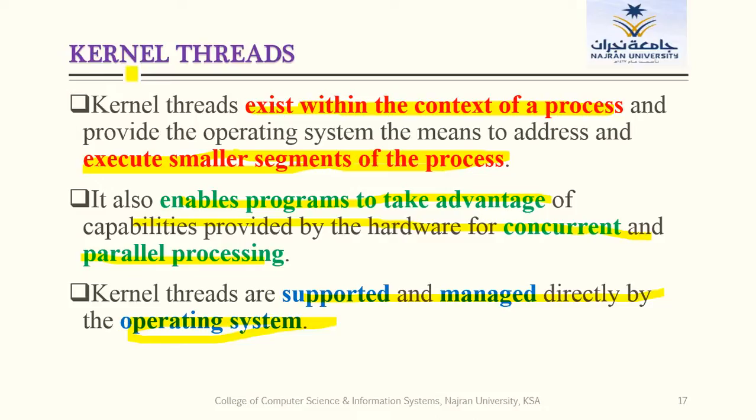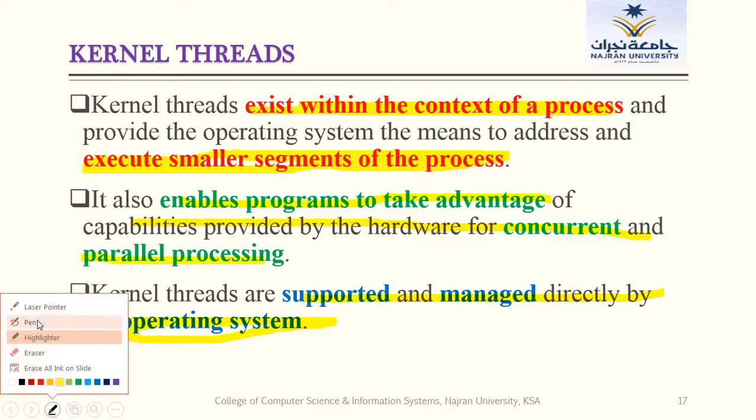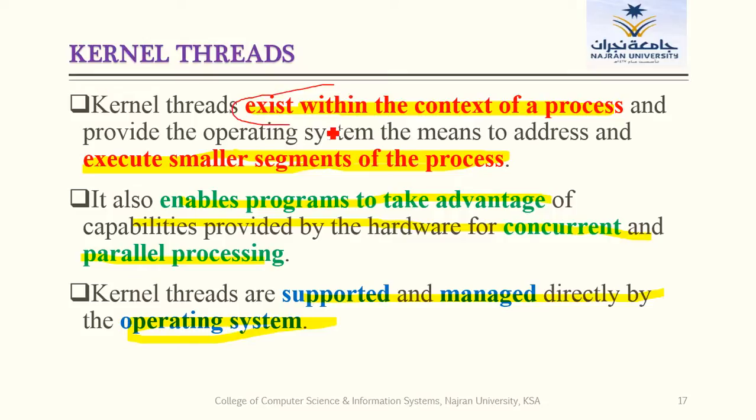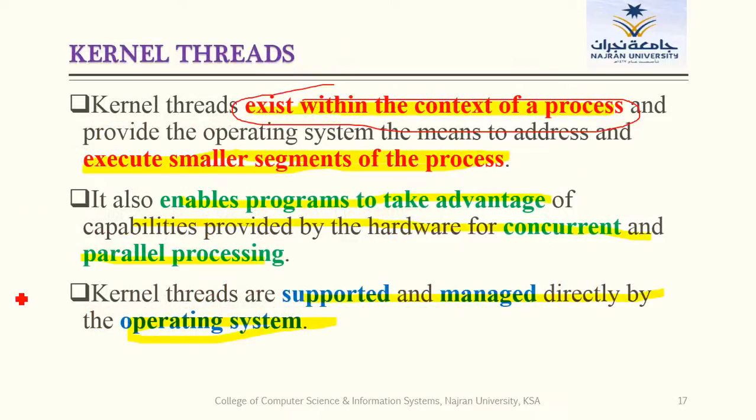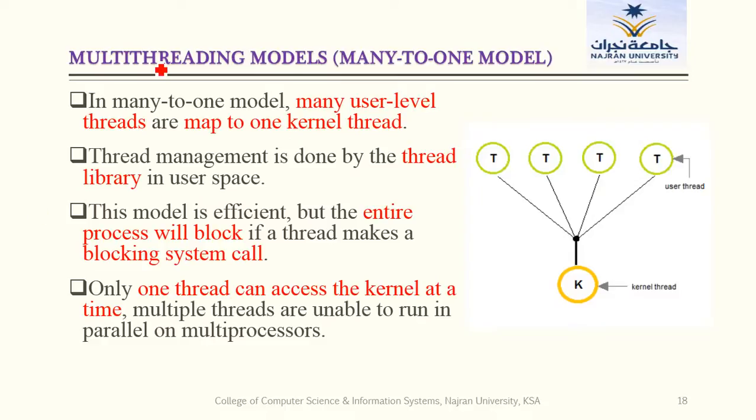So what we understand here in this slide, in these 3 points, is that with each process we have a kernel thread. Okay, so the kernel thread exists within the context of the process. Now we understand we have 2 types of threads. One is the user thread and another is the kernel thread. Okay, now we will see the different threading models, multi-threaded models.